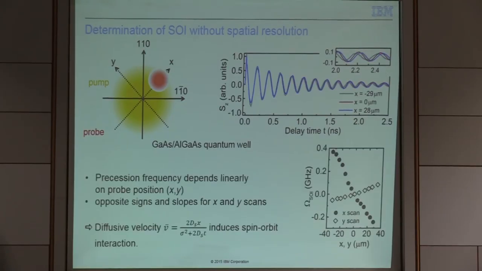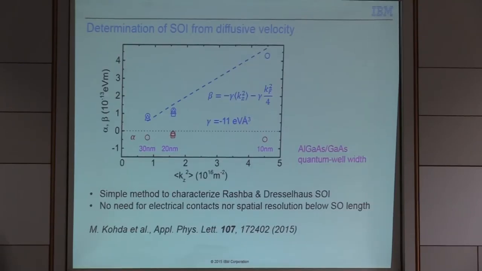And if we plot the spin precession frequency as a function of overlap position between pump and probe, we see that there's a linear dependence. And by scanning along two different directions, we can directly map out Dresselhaus and Rashba spin-orbit interaction.